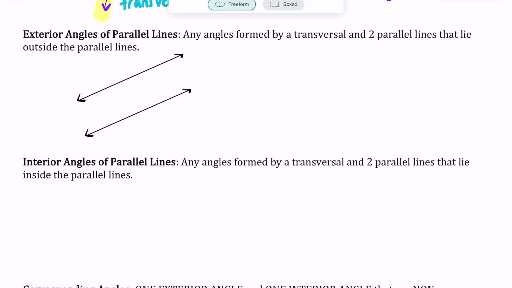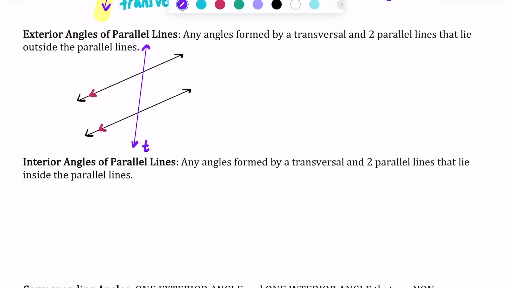Now, my parallel lines, I am going to indicate with that extra arrowhead symbol to make sure it's super clear to whoever's looking at my diagram that these are in fact parallel. And I'm going to draw a transversal. Doesn't matter the angle in which I draw it. This is my transversal. Oftentimes we indicate a transversal with a lowercase t in diagrams.